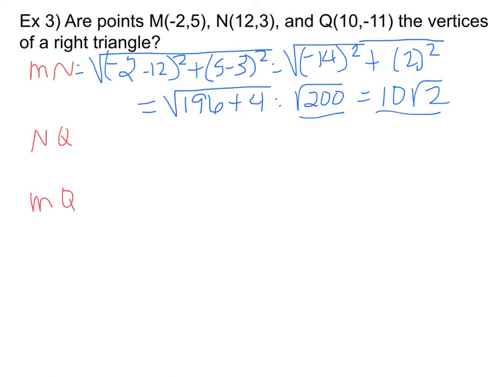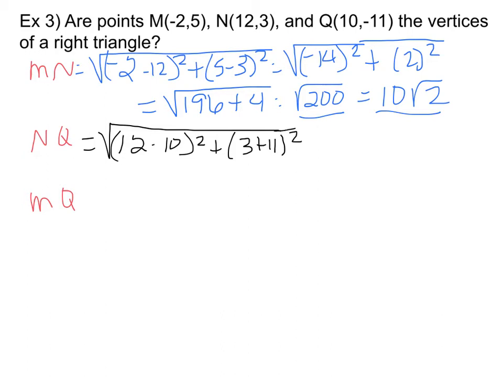Okay, let's do more. So let's do N and Q. We end up with the square root of 12 minus 10 squared plus a 3 minus a -11, which is going to be the same thing as plus 11. I'm cool with you going straight there. So this is actually the square root of 2 squared plus a 14 squared. And we already know that because we're awesome.